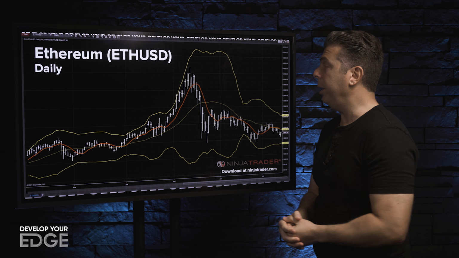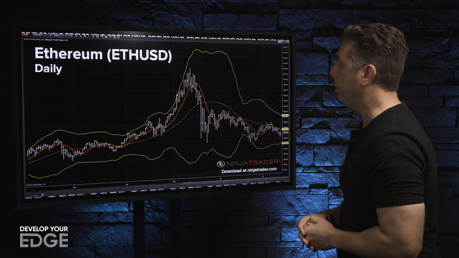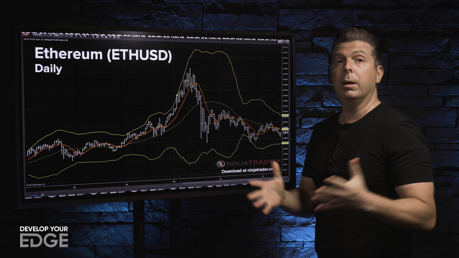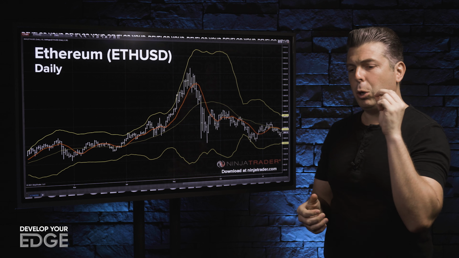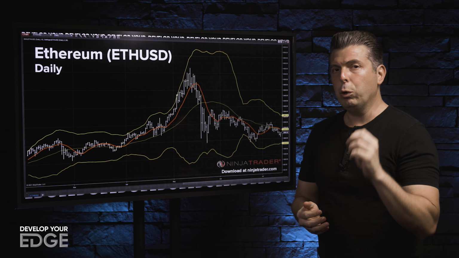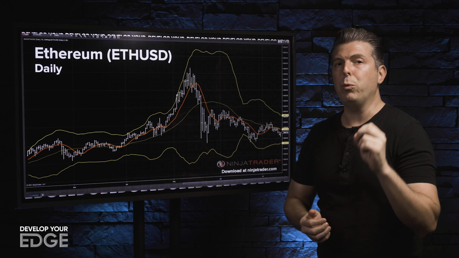Ethereum is on a daily chart here, 20 period, 3 standard deviation Bollinger Bands, 10-day moving averages in the red. Gold is the middle Bollinger Band. And what I think is so important for traders in your preparation is to look for the one side of the market that you really want to be on.